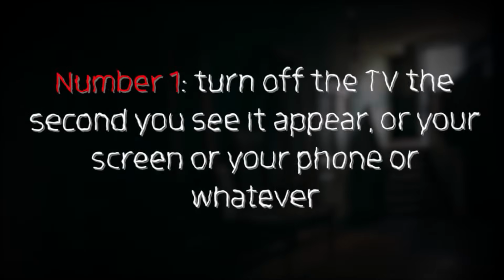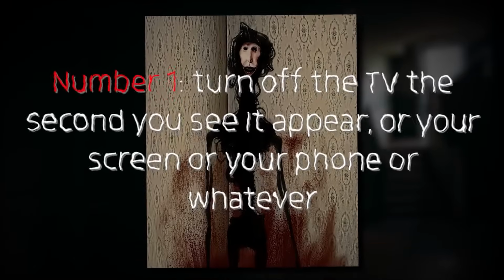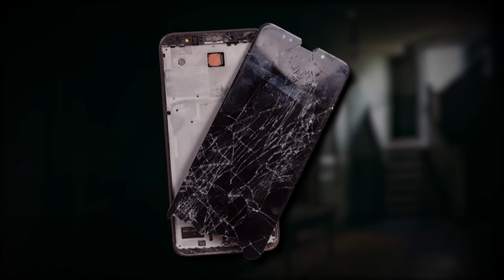But of course, all that is a facade because, like I said, it wants to eat your insides. The way to survive an encounter with the locust/thumper is pretty simple as well. Number one, turn off the TV the second you see it appear, or your screen or your phone or whatever. And one step further after that, destroy whatever it just appeared on. That way it can't ever pop back up again. The likelihood is it only had that one tunnel to your reality through that one TV or that one screen.